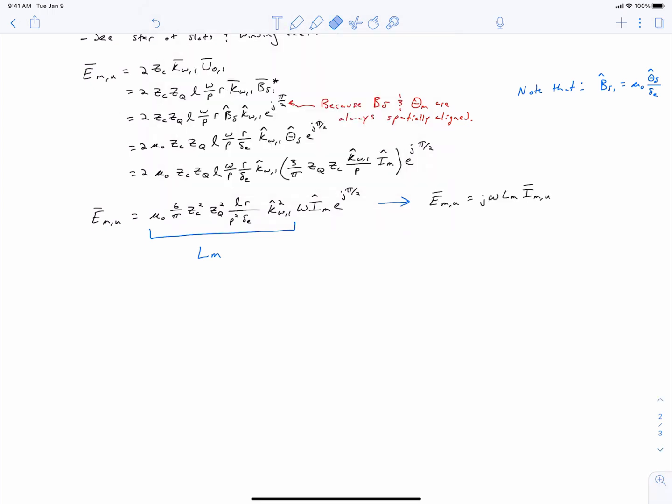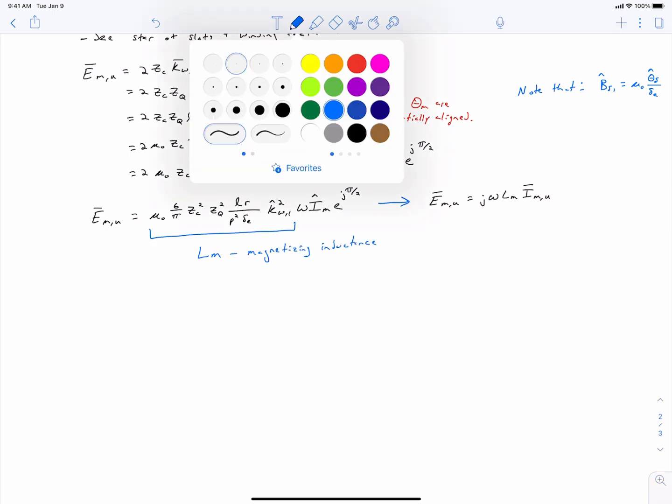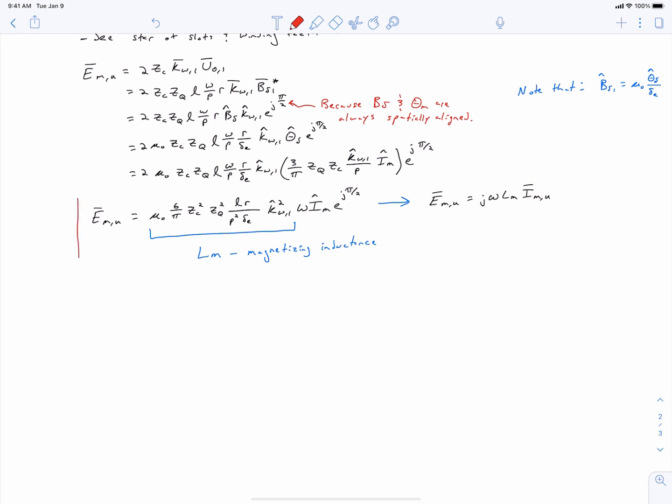And so you notice here, when we write this expression in this manner, we end up having a term out in front, which is multiplied by omega, and then the IM phasor. And so this becomes the form of a voltage phasor that's caused by an inductance and a current phasor. And so we can identify that this term right here must be the magnetizing inductance of the machine. And this is a milestone result. We've just derived the magnetizing inductance of our equivalent circuit for an induction machine. We'll show you how that fits into the equivalent circuit shortly.